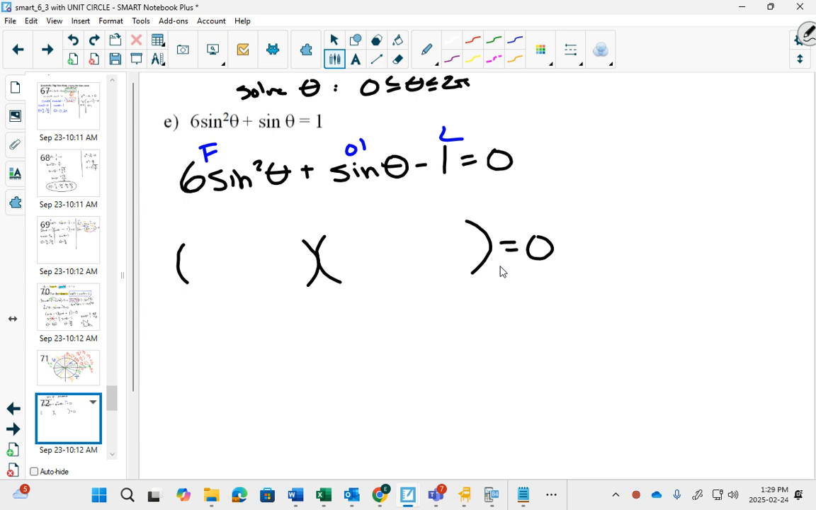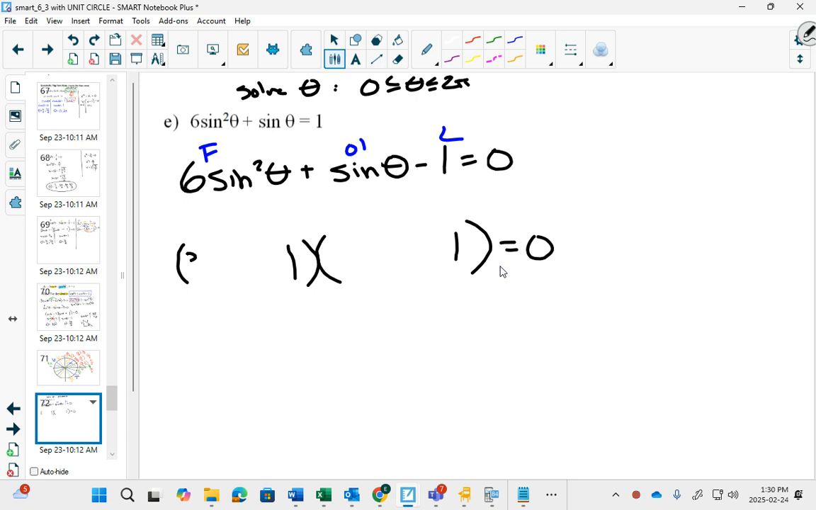The first one's kind of hard because I don't know if it's going to be 3 and 2 or 6 and 1. So I'm a little bit in a dilemma. Instead, I look at the last one and go, oh, the last one's super easy. It's a 1. It has to be 1 and 1. That's going to be nice because now when I think about my first ones, either 6 and 1 or 3 and 2, can you see that 6 and 1 would give an outside of 6, inside of 1? And that will never be plus 1, adding or subtracting. 6 plus 1 never equals 1.